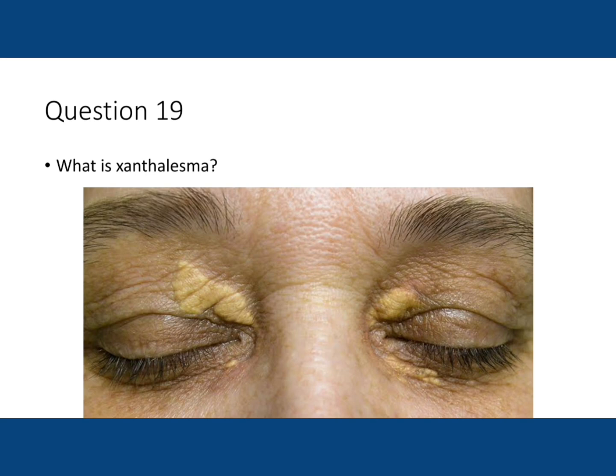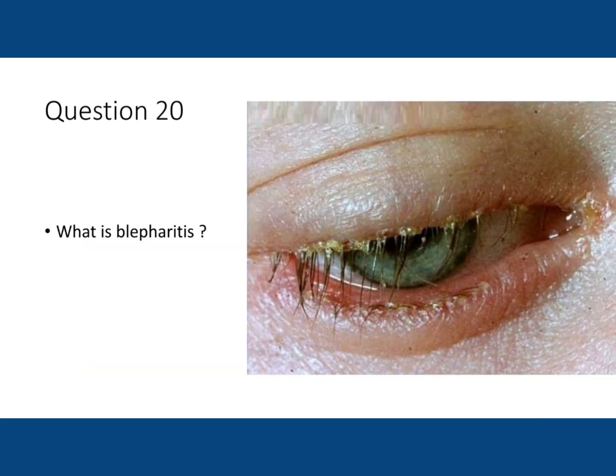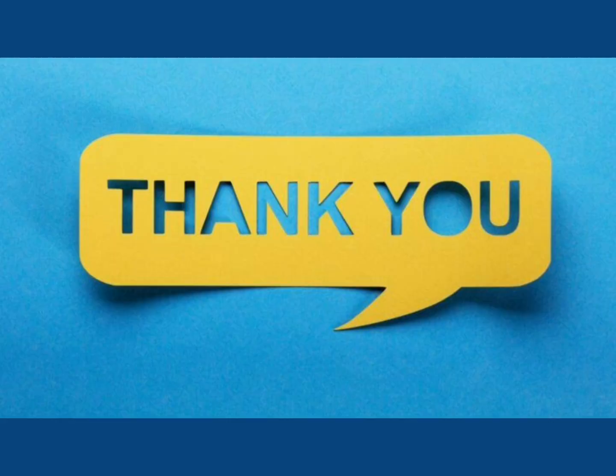Xanthelasma is a yellowish subcutaneous plaque, and it is due to an increased level of cholesterol in the body. That's why xanthelasma is seen. It does not indicate any risk sign for vision loss. Okay, it's just high cholesterol that leads to this. What is blepharitis? Blepharitis, as you all know, is inflammation of the lid margin due to several reasons. It can be due to dandruff or it can be due to infection. Okay, so depending on the cause, we need to treat it.